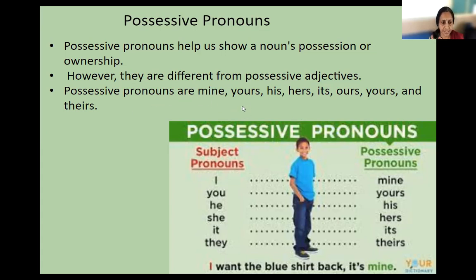Possessive pronouns, the commonly used ones are mine, yours, his, hers, its, ours, yours, and theirs. So you can see if the subject pronoun is I, when you want to speak again about yourself, you will say mine. You will be yours. He, his. She, hers. It, its. They, theirs. So I want the blue shirt back. It's mine. You're talking about I, so you will use mine.